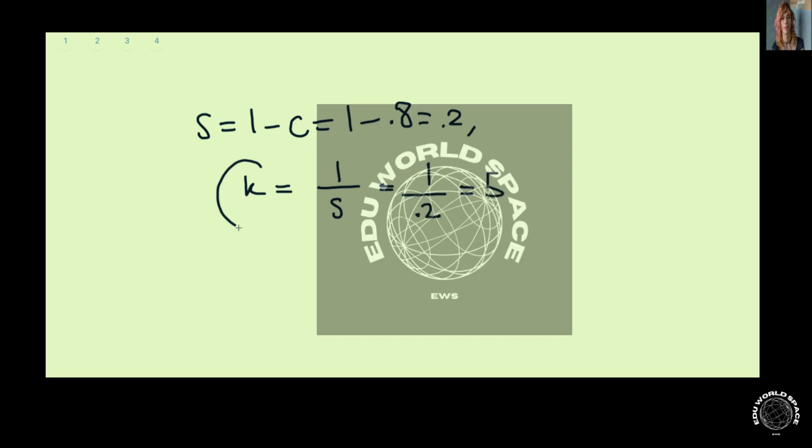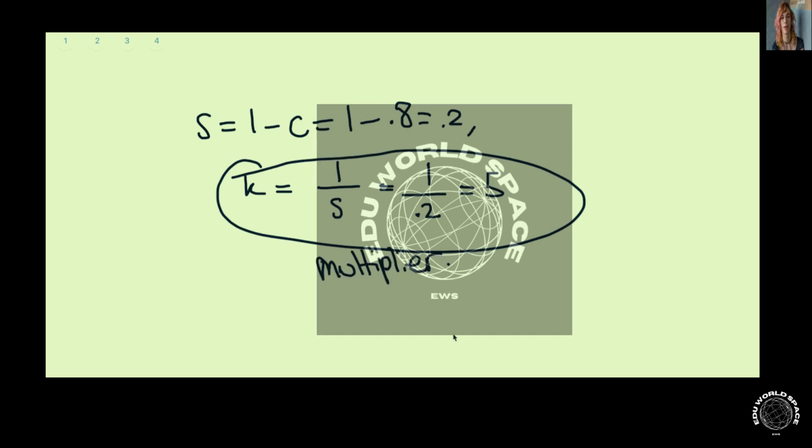Now going on to the next page, we have S equals 1 minus C, so that's 1 minus 0.8, 0.2. So K equals 1 over S equals 1 over 0.2, which equals 5. This was the value that we wanted. This was the multiplier. And that's our final answer.